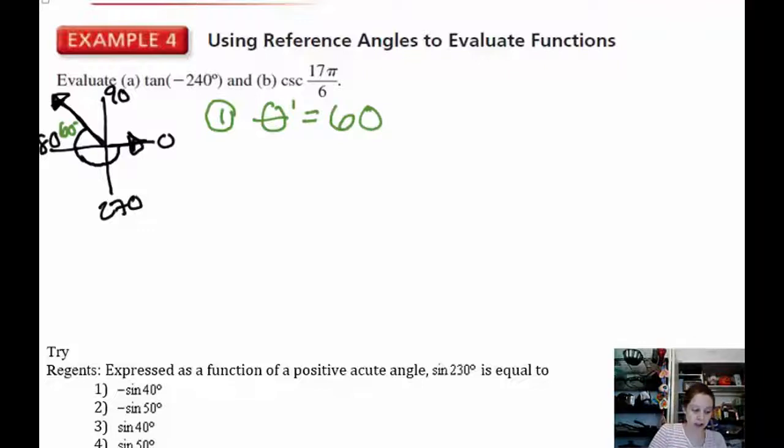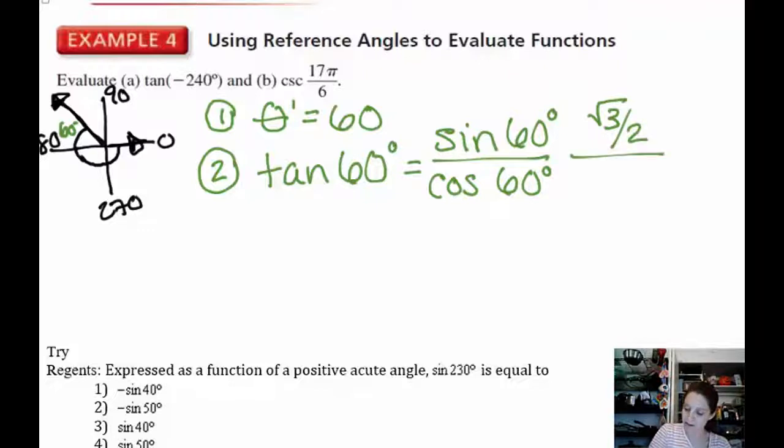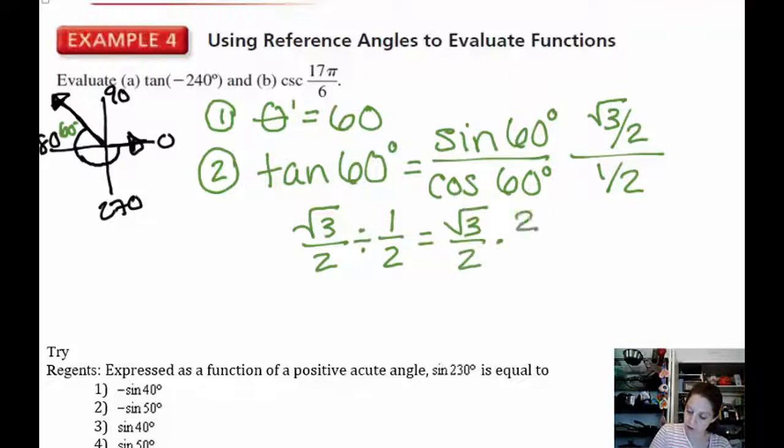Step 2, evaluate the trigonometric function for theta prime. So step 2, I need to find the tangent of 60 degrees. Well, the tangent of 60 degrees is the sine of 60 degrees over the cosine of 60 degrees. The sine of 60 degrees is radical 3 over 2. The cosine of 60 degrees is 1/2. If I wanted to divide those, I could rewrite it as radical 3 over 2 divided by 1/2, which is the same as radical 3 over 2 times 2 over 1, which is just square root of 3. Okay, so I've evaluated the tangent of 60.